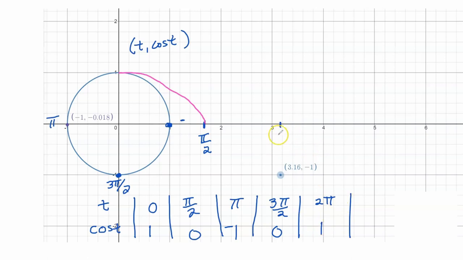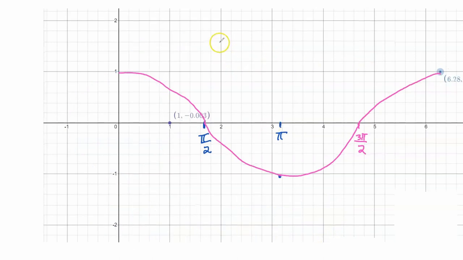So now here, I have approximately pi here. It will be at this point. So the graph will go to negative 1. Then from pi to 3 pi over 2, there you go. So this is approximately 3 pi over 2. And lastly, from 3 pi over 2 to 2 pi, there you go, you will reach 1. This is now one cycle of the graph of y equals cosine of t.